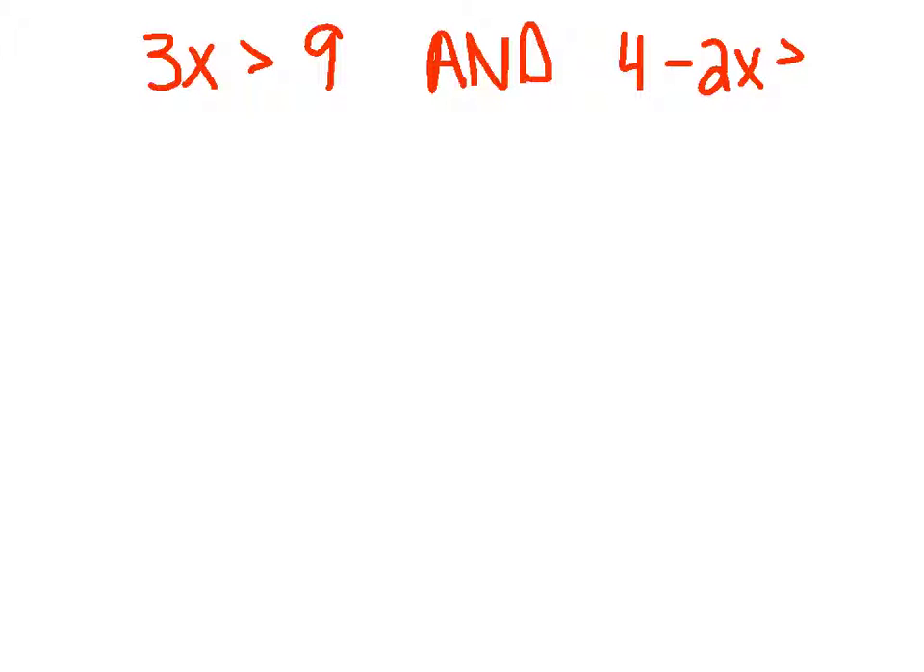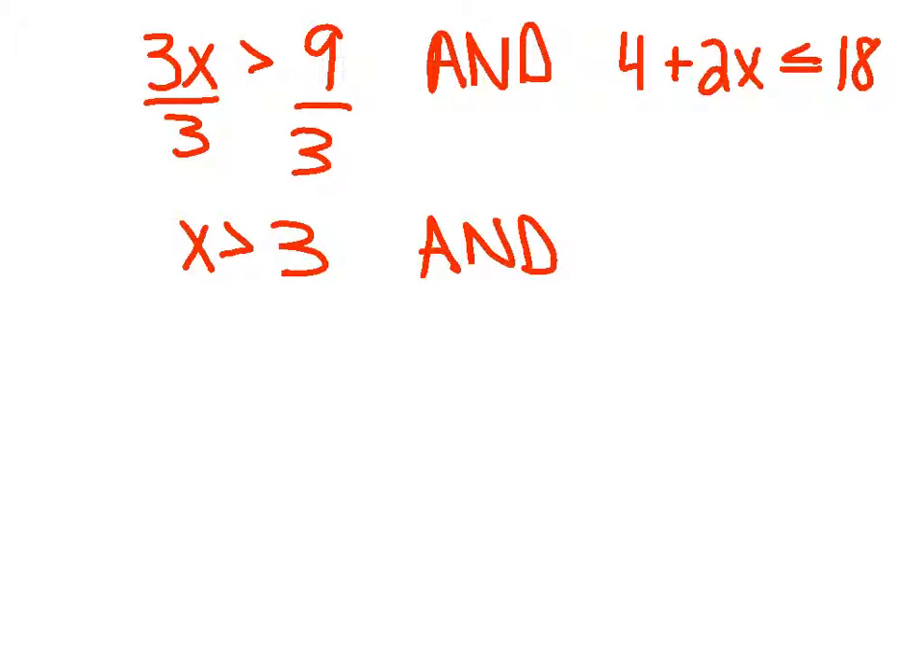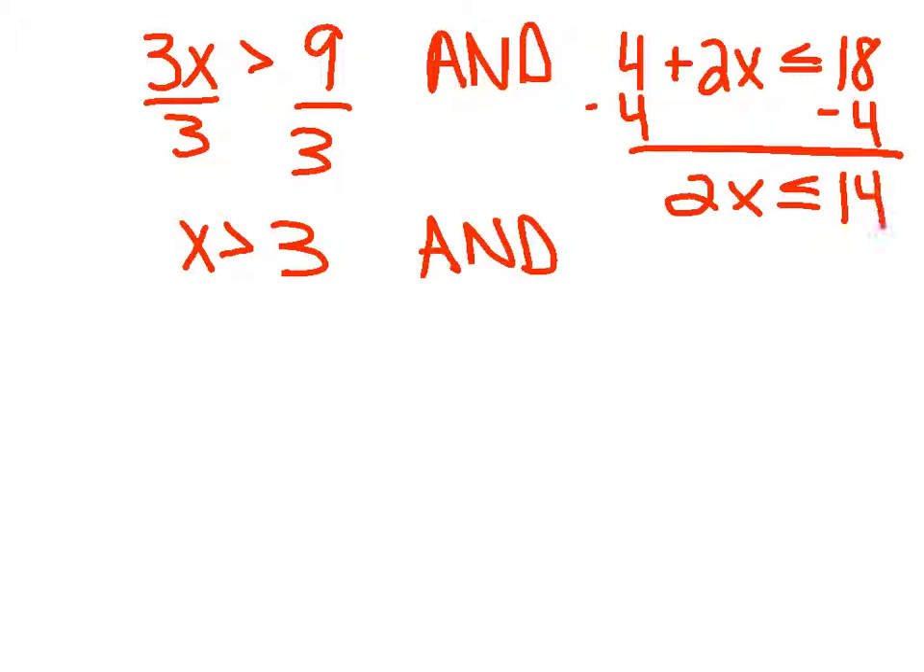Example of both of these. We can have 3x is greater than 9 and 4 plus 2x is less than or equal to 18. So we're going to solve both. x is greater than 3 and x is less than or equal to 7.